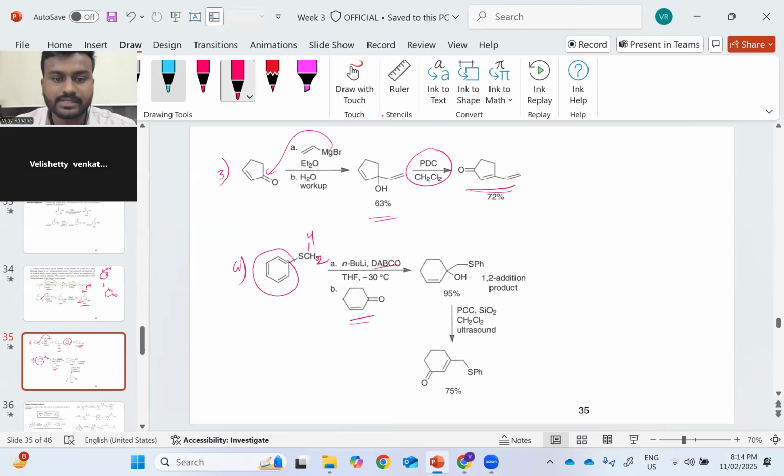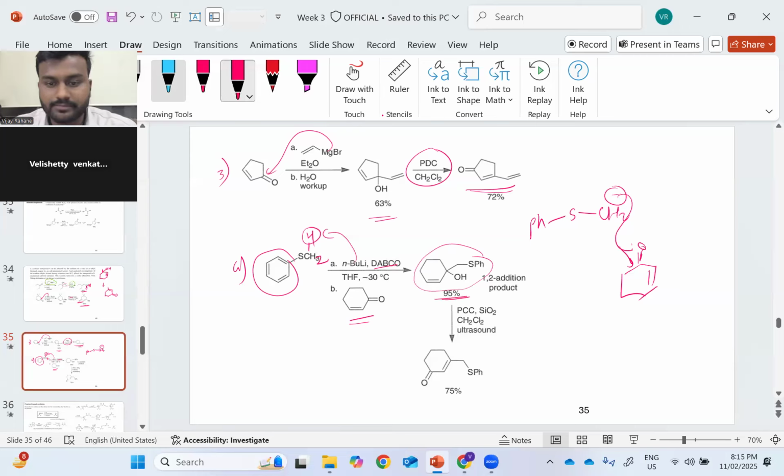So this is CH3, I just split it. Butyl lithium extracts this proton, right? It forms PhCH2 negative. And when this PhCH2 negative reacts with this kind of group, it directly reacts at the carbonyl carbon, and it gives the formation of the product upon hydrolysis, right? So it gives 95% of this product.